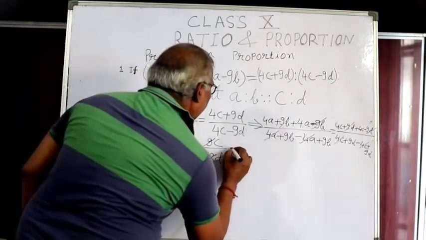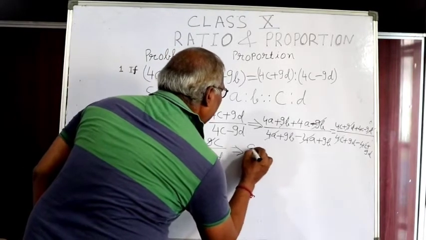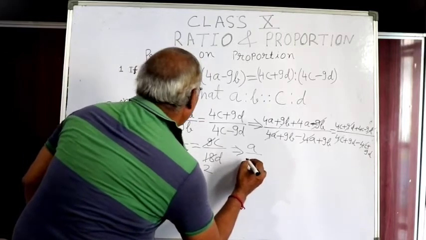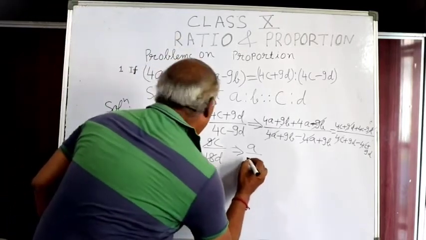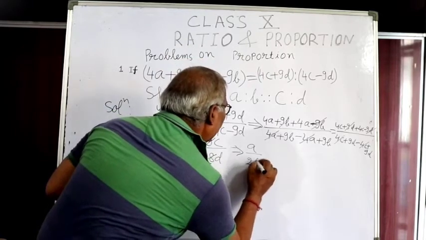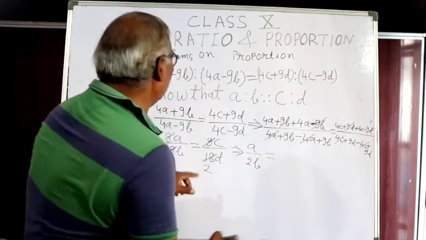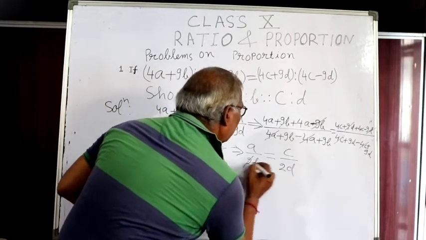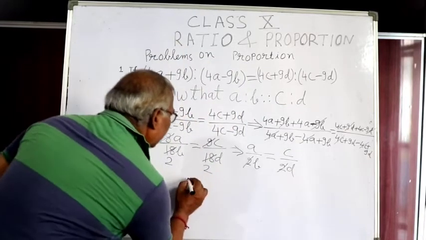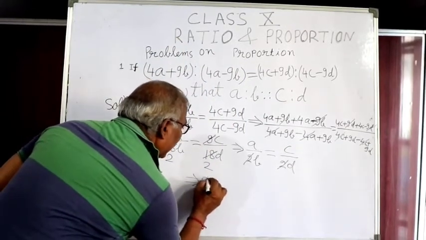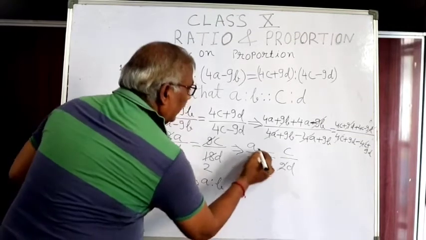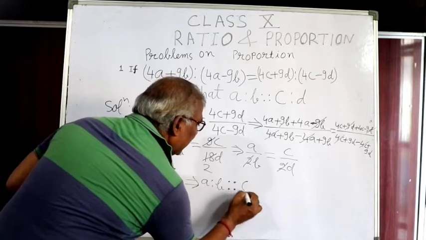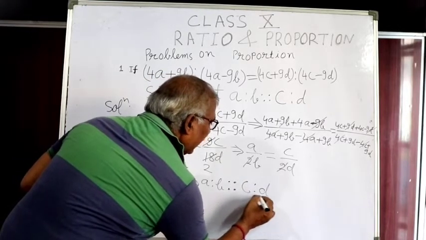A upon 2b is equal to c upon 2d. This 2 and this 2 cancel. This implies that a ratio b is as c ratio d. Hence proved.